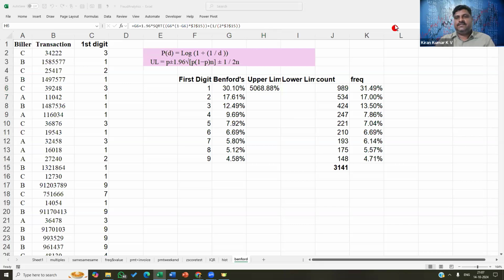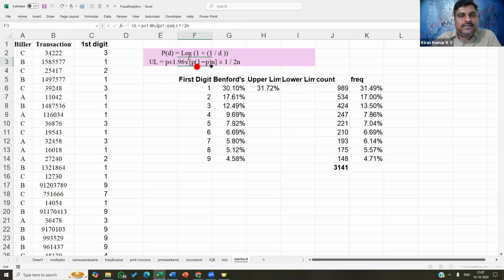Sorry guys, sorry. I just missed one small divided by symbol here, and then everything is all right.